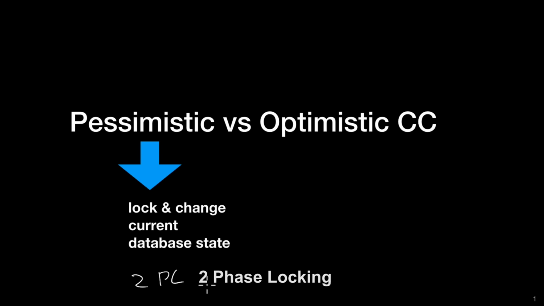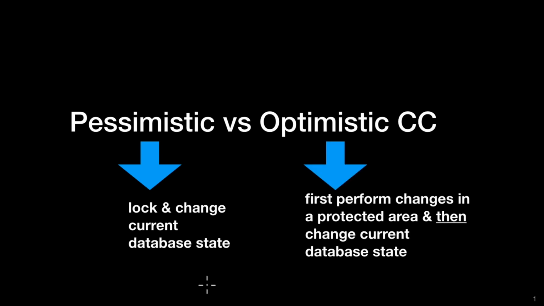A second class of concurrency control algorithms is optimistic concurrency control algorithms. Here the idea is you first perform changes in a protected area, and then you change the current database state. So while the transaction is running, you're not messing around with the state of the database system, but you perform it in a protected area, be it local copies of the data of some sort or a different version of the database. One algorithm in this space that is currently state of the art is called MVCC, or multi-version concurrency control. This is a very old algorithm.